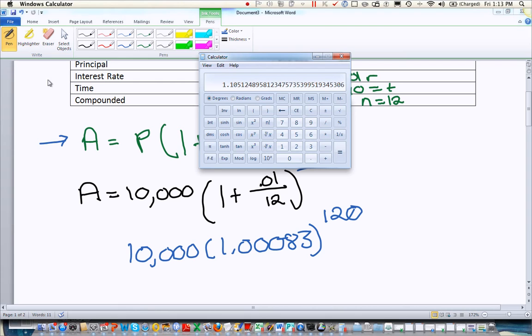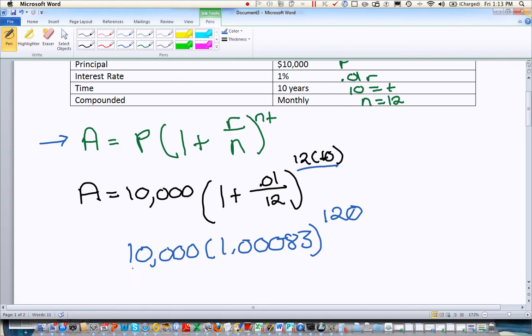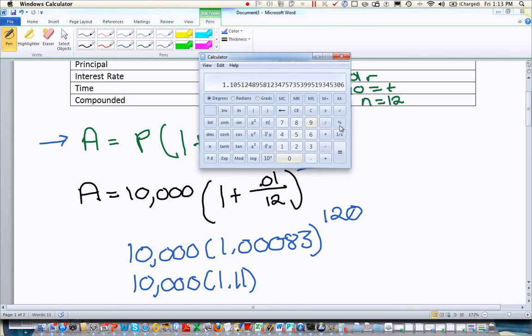Okay. Now I am going to round when I write it down because I'm not going to write that all down. 1.11. Okay, so what I'm going to do is then lastly multiply by the 10,000 out in front. So I'm going to do times 10,000.